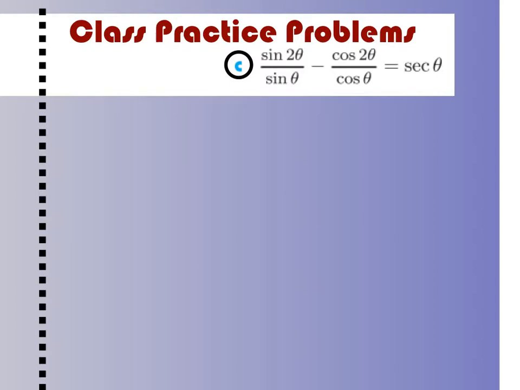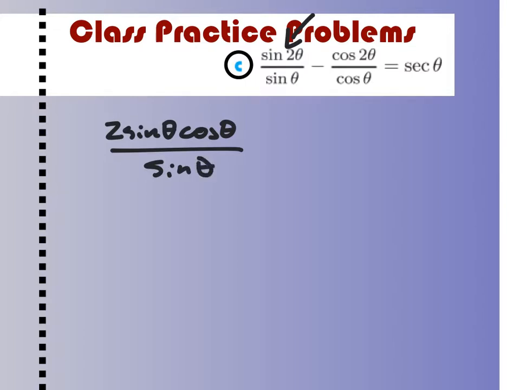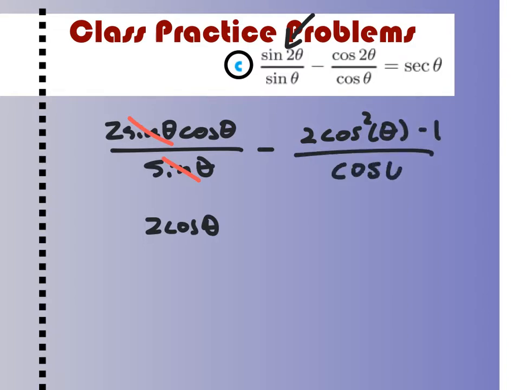I'm going to use identities here. Sine of 2 theta is 2 sine theta cosine theta over sine theta. I think you can see what's going to happen here. We get cancellation. So I'm going to have 2 cosine of theta minus, let's use a little identity work here. Cosine of 2 theta, I'm going to go with 2 cosine of theta squared minus 1 over cosine theta.